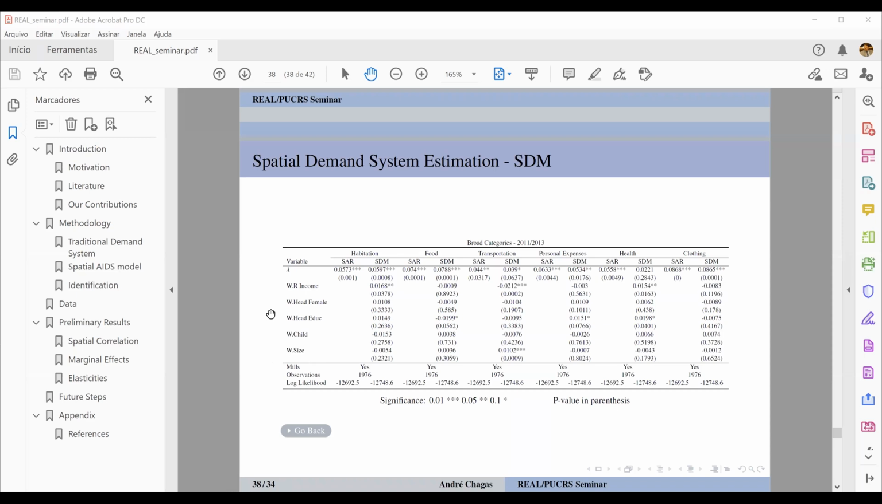Fantastic. If I may, Andre, come back really quickly on that W matrix. How do you actually build it in a case where households live in apartment buildings, from one floor to another floor? Obviously, the distance between them is zero. How do you account for that?